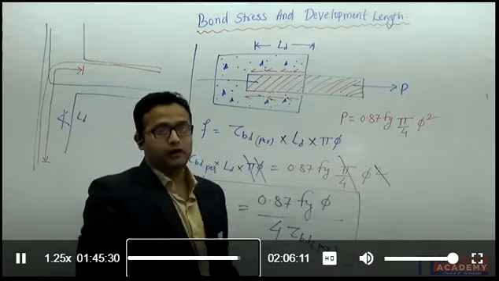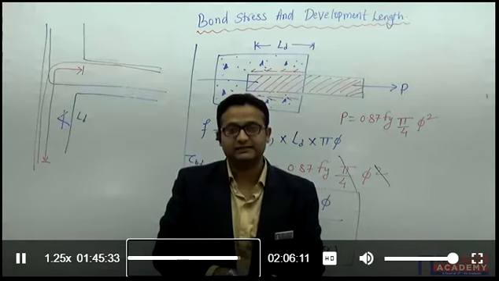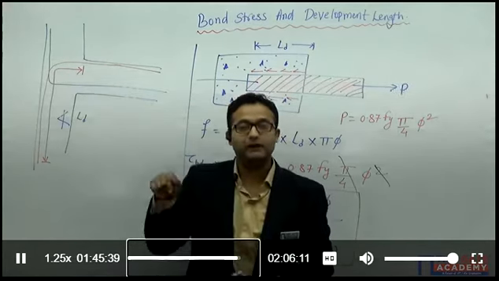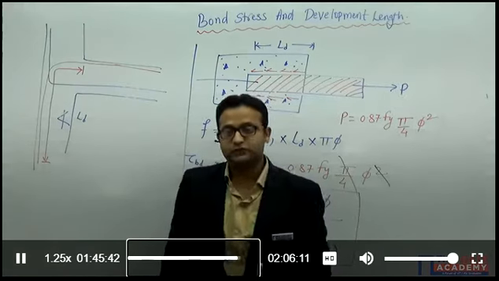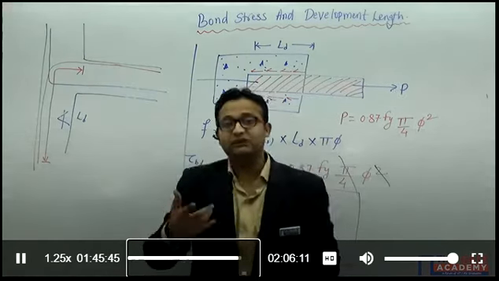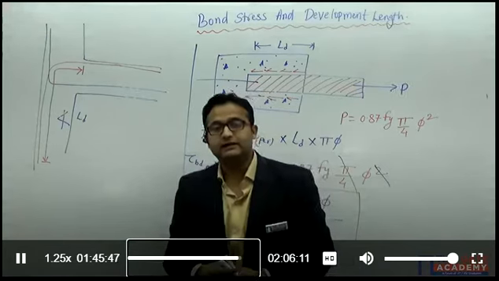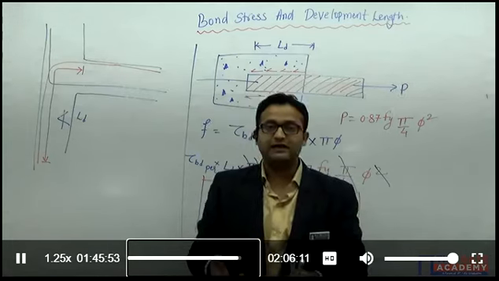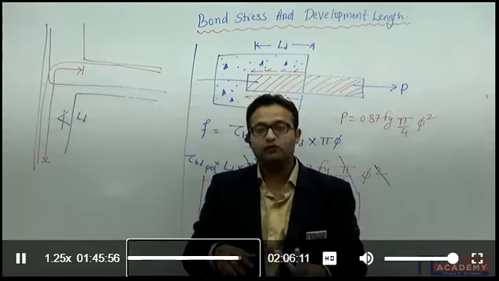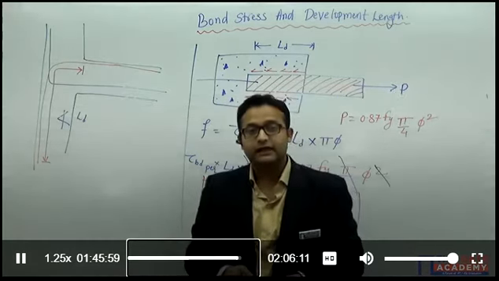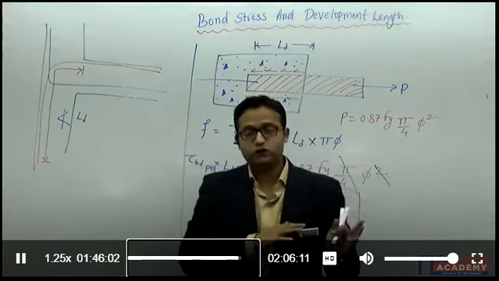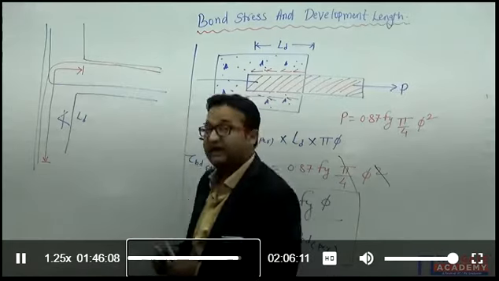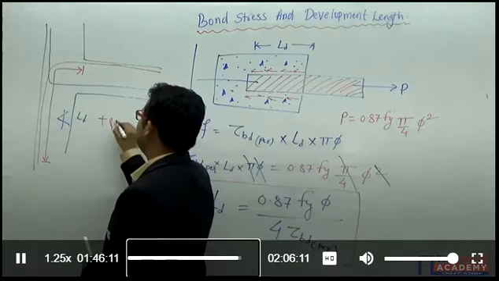If we want to design earthquake resistant structures, in that case we take the reinforcement of the beam into the column up to the distance equal to LD plus 10 phi. Generally it is given in the ductile detailing code IS 13920. There it is mentioned, if you want to design earthquake resistant structures and do the ductile detailing, we generally take the reinforcement of the beam into the column up to the distance of development length plus 10 phi.